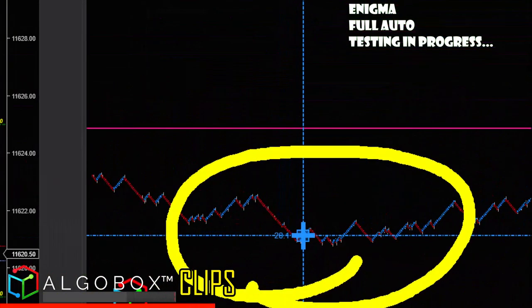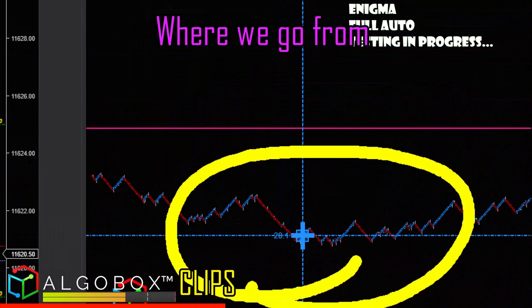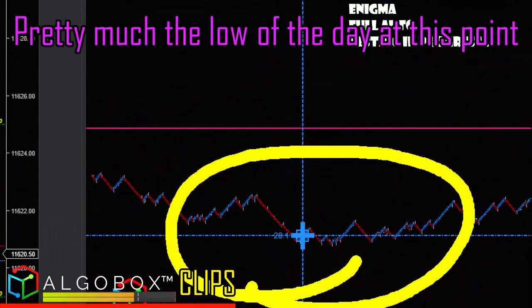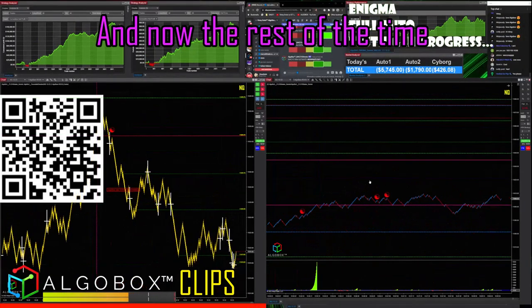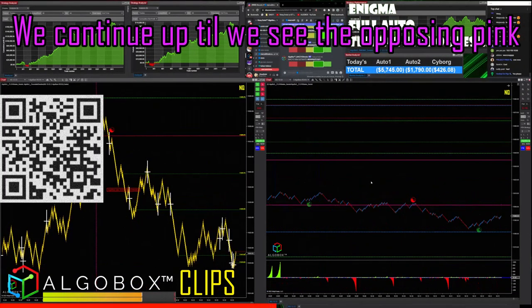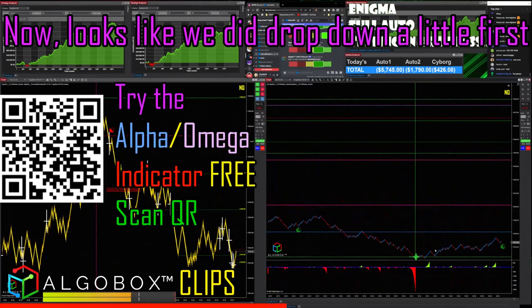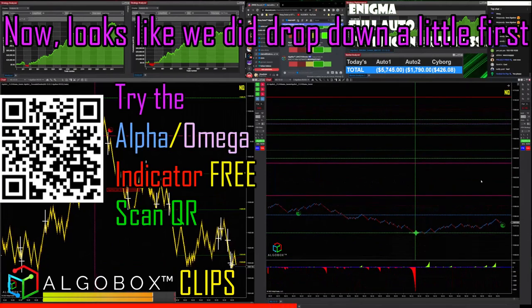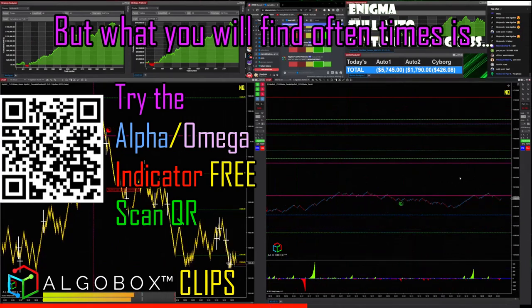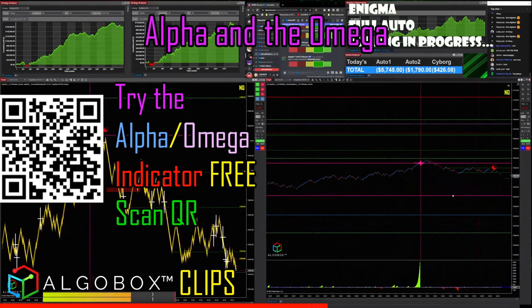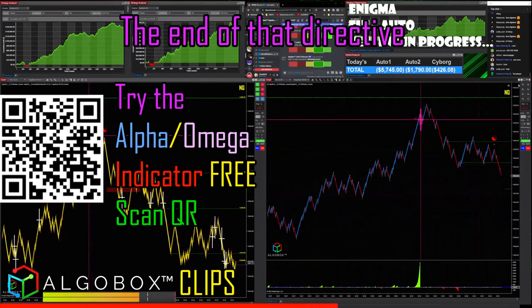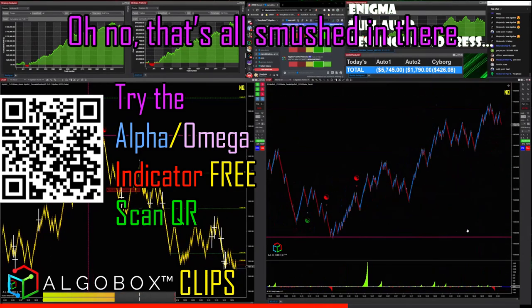You can almost see from the point here, where we go from pretty much the low of the day for this moment, it's about a 20. And now the rest of the time, we continue up until we see the opposing pink. Now, it looks like we did speed up NQ 104. But what you will find oftentimes is that you're basically looking for the Alpha and the Omega, the end of that directive.